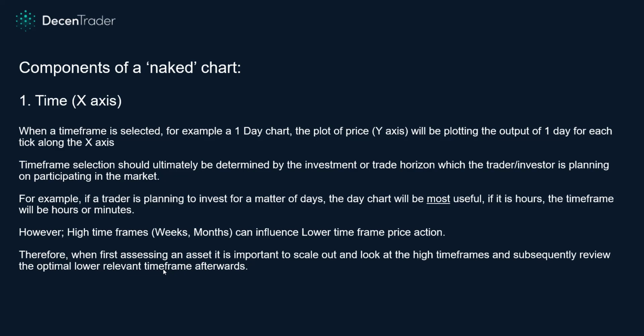So if over a number of years or months the price of the asset has failed to get above a certain price point, and on the 30-minute chart you're at that price point, well, that's obviously going to be useful information. So you should get a gauge of what's occurred in the past whenever you're looking at a chart.